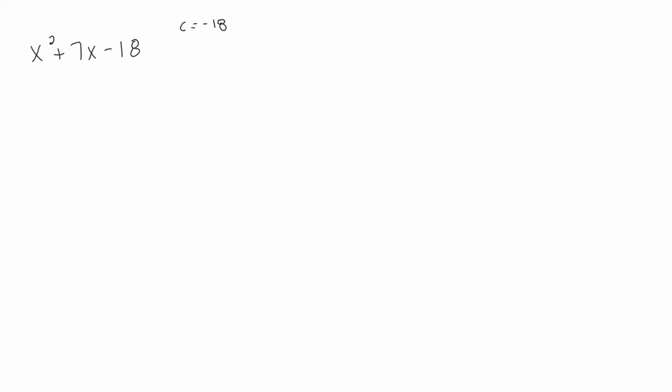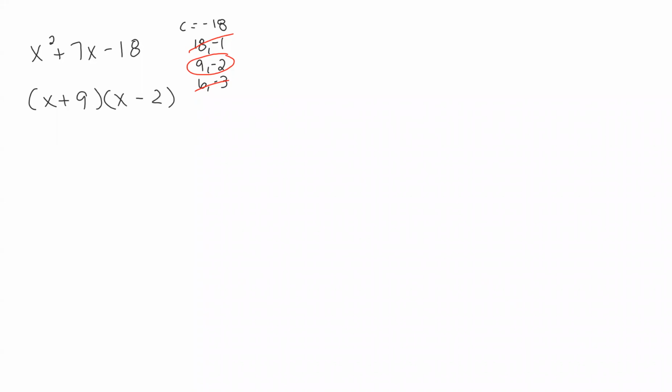So we could have 18 and negative 1, we could have 9 and negative 2, or we could have 6 and negative 3. Well, 18 and negative 1 gives us 17, so that doesn't work. 6 and negative 3 gives us 3, so that doesn't work. 9 and negative 2, however, does add up to 7. So we start two binomials with an x, and then we fill in those factors.